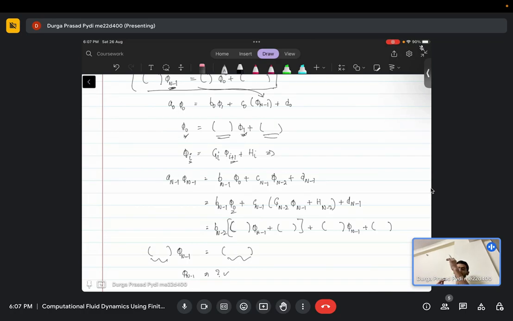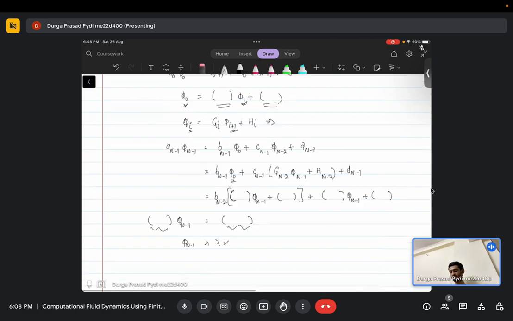Once you come from top to bottom, you will have phi n minus 1 expressed as a function of phi 0 and phi n minus 1. Then again you come from top to bottom, so that you will have phi 0 purely expressed as a function of phi n minus 1. Now since you have phi 0 expressed in terms of phi n minus 1, you substitute back in your original equation. That will be entirely a function of phi n minus 1, and then you solve it to get the value of phi n minus 1.